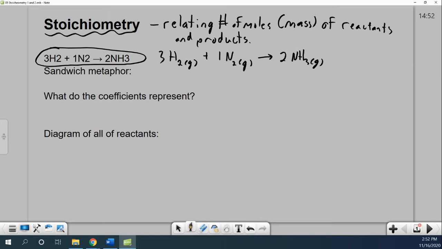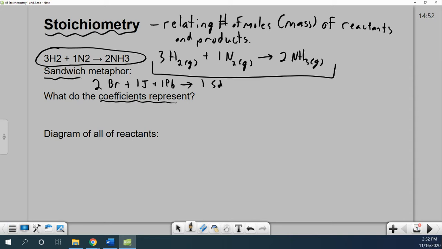One way to think about this kind of a chemical reaction is using a sandwich metaphor. Like what is a chemical reaction? Well, it's similar to a sandwich where I could write, I have 2 breads plus 1 jam plus 1 peanut butter makes 1 sandwich. And it's a ratio of things that have to go together in your recipe, right? So what do the coefficients represent? Well, in my case, they're the ingredients in the sandwich.